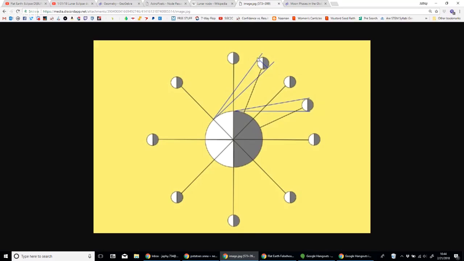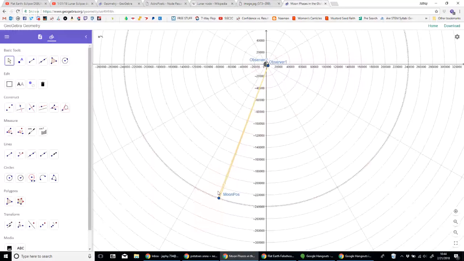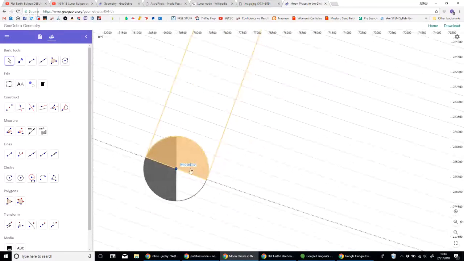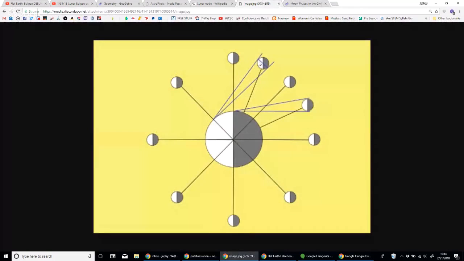So we have the moon here. Let me make sure. Yeah, we have the moon here. And we have a person here. Okay. So this is what they see of the moon. They see this portion of the moon.